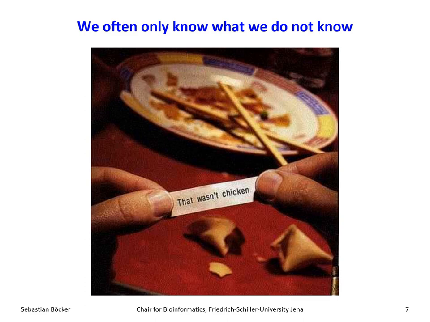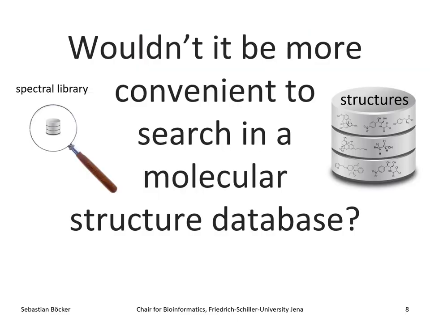So I've shown you this slide before, just a reminder. Very often we simply don't know what a particular tandem MS, what a particular query compound is. Now we know that it's, for example, not in the spectral library. And in the CSI:FingerID talk, I then said, wouldn't it be more convenient to search in a molecular structure database, which is much, much more comprehensive, much larger, 1,000 times larger or something.